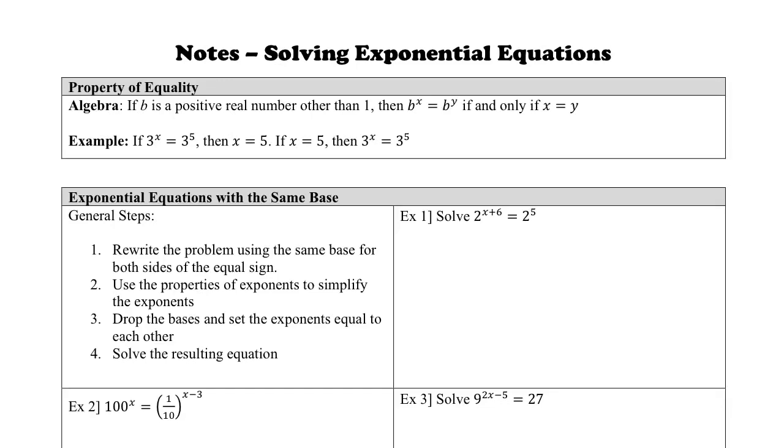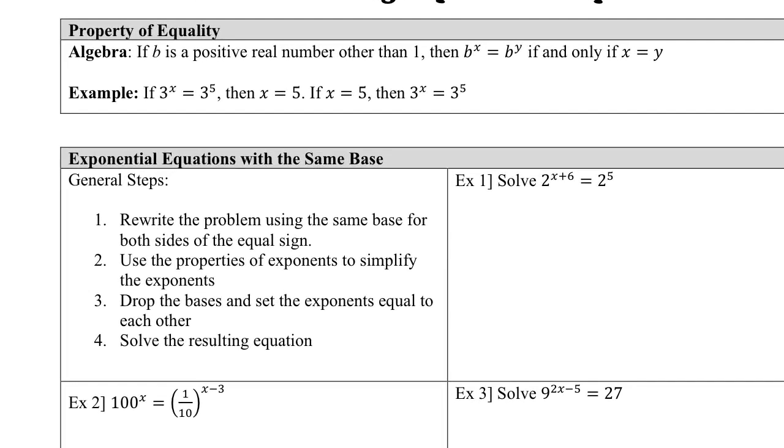Solving exponential equations. So we have a property of equality for these exponential equations that will be key to solving these. So here's the algebra speak. If b is a positive real number other than 1, and b to the x is equal to b to the y, if and only if x and y are also equal.